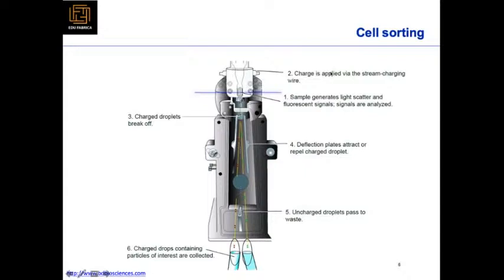Then charge is applied by a stream charging wire. Charged droplets break off because of that here. Deflection plates attract or repel charged droplets. One side will be positive, one negative, and they will be separated according to their charges. Uncharged droplets, which are uncharged, go to the waste in the center, and the charged droplets containing particles of interest are collected here. So, like in this case, maybe red ones and green ones. If we have fluorescently sorted our cells, they will be separated like that.